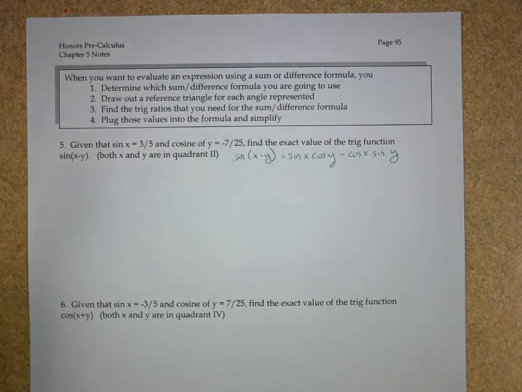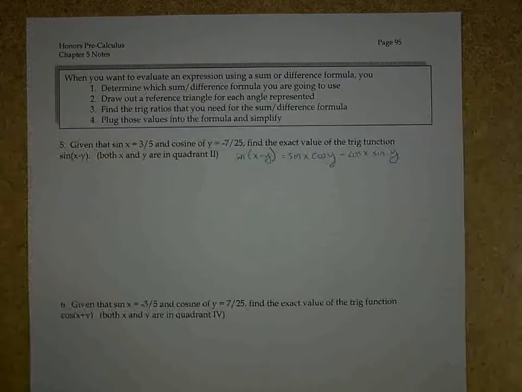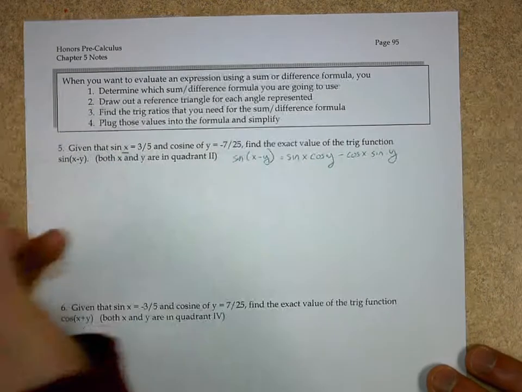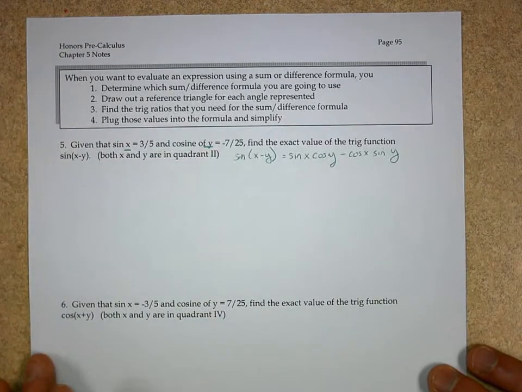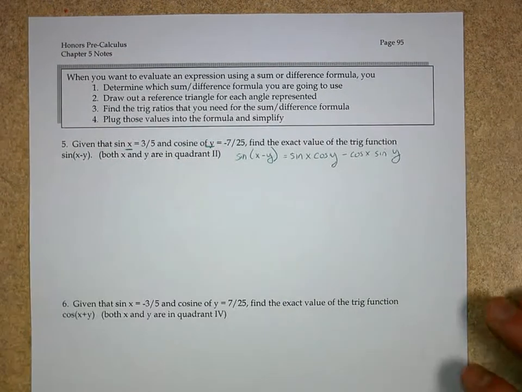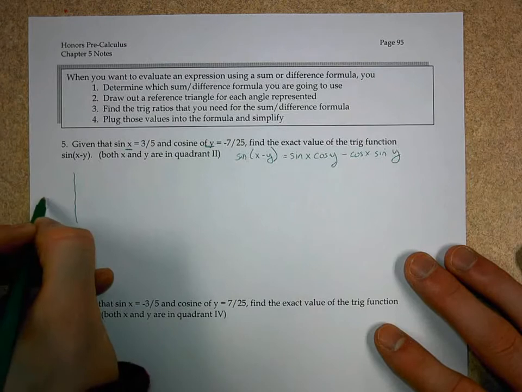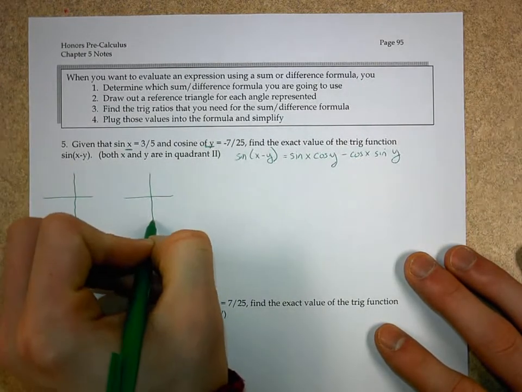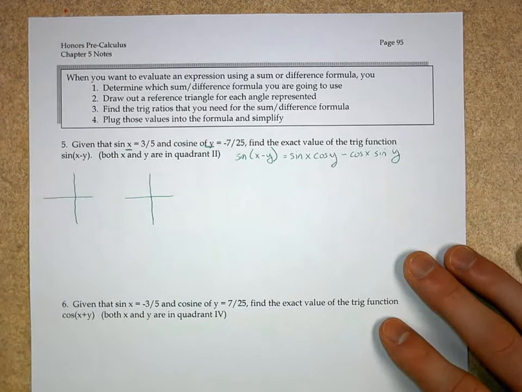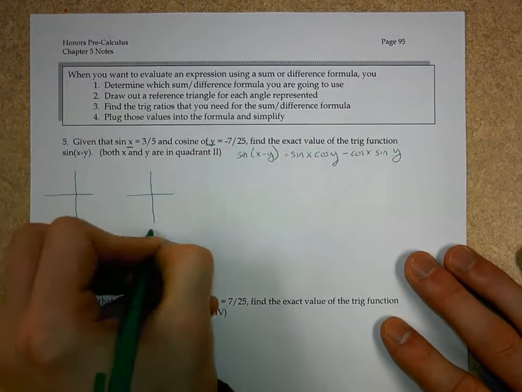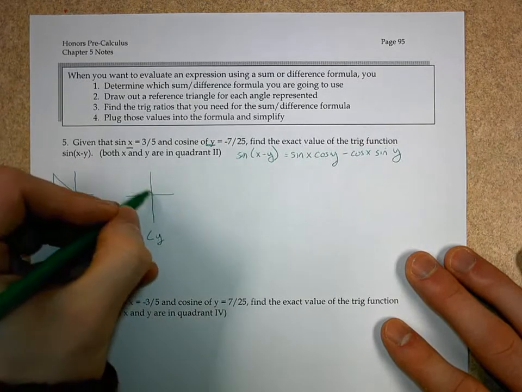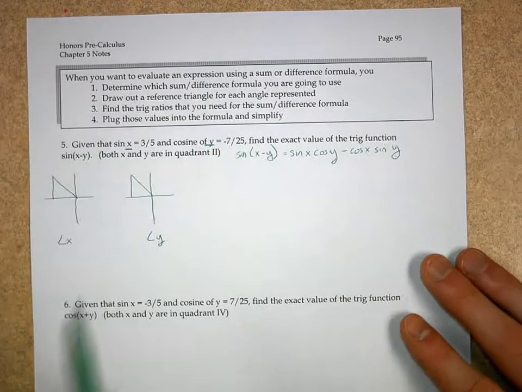The second thing we need to do is we want to draw out reference triangles for each angle represented. And I see 2 angles represented. I see an angle x and an angle y. And we're told that both x and y are in quadrant 2. So I want to draw 2 reference triangles, one for angle x and one for angle y. So we'll make this one my angle x, this will be angle y. Both my reference triangles are in quadrant 2.